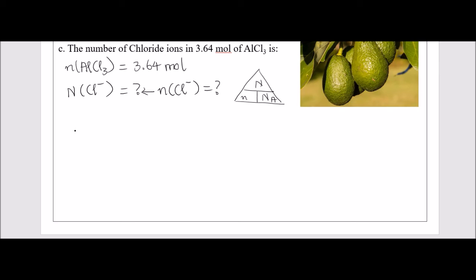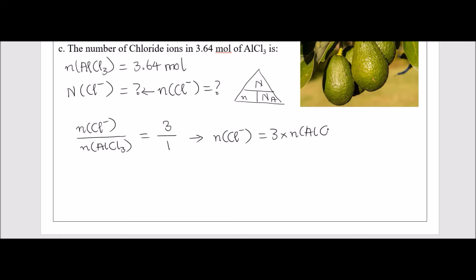Now you can use ratio or common sense, but for the sake of the argument, let's just write out what the ratio would be. If I want to make 1 aluminium chloride, I need 3 chloride ions. So the number of mole of chloride ions should always be 3 times the number of mole of aluminium chloride. Which is 3 times 3.64, which is, I don't know, what does that look like?